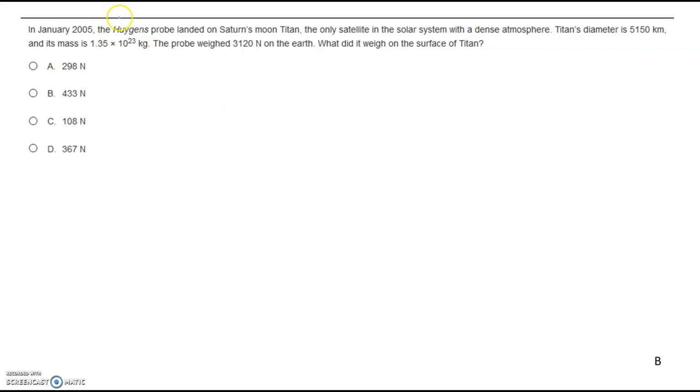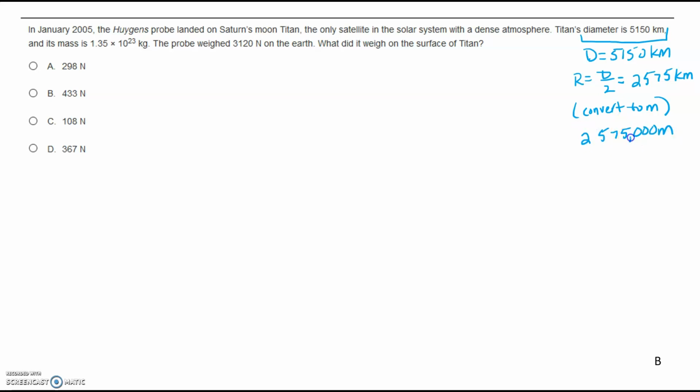Okay, January 2005, the Huygens probe landed on Saturn's moon Titan, the only satellite in our solar system with dense atmosphere. Titan's diameter was this. One of the first things I did so that I don't use that number is I know that radius is equal to diameter divided by 2. So I got this, and then I know this has to be converted into meters if I'm going to use it in any of my current formulas, so that's meters.